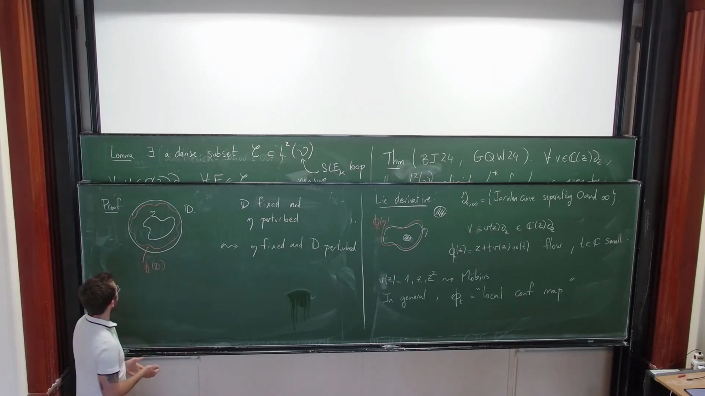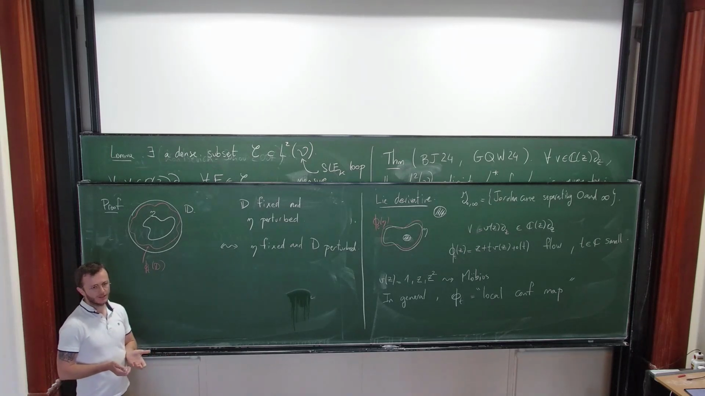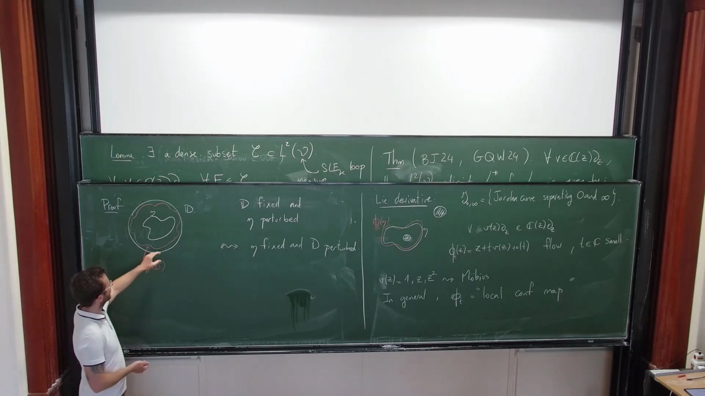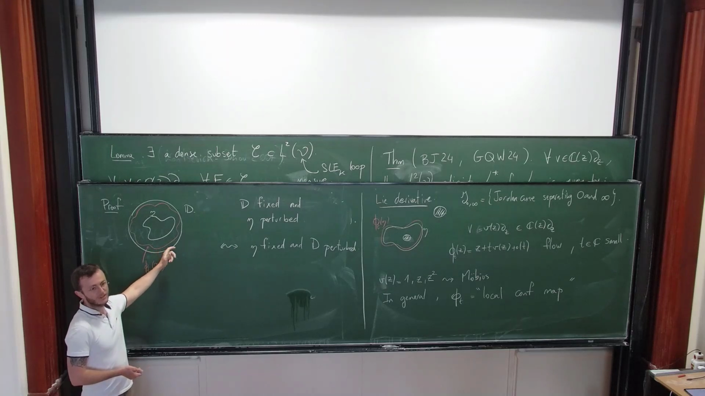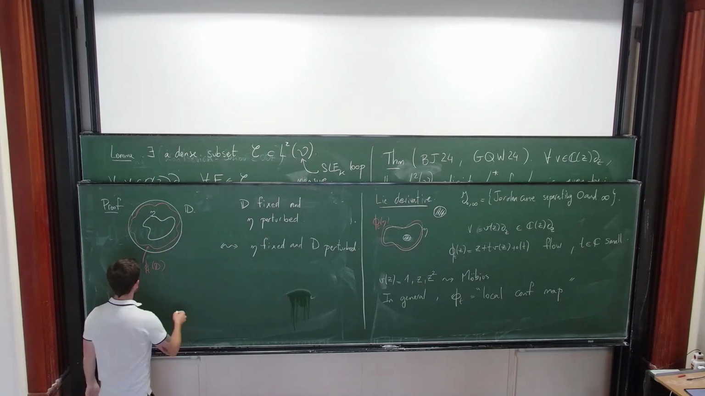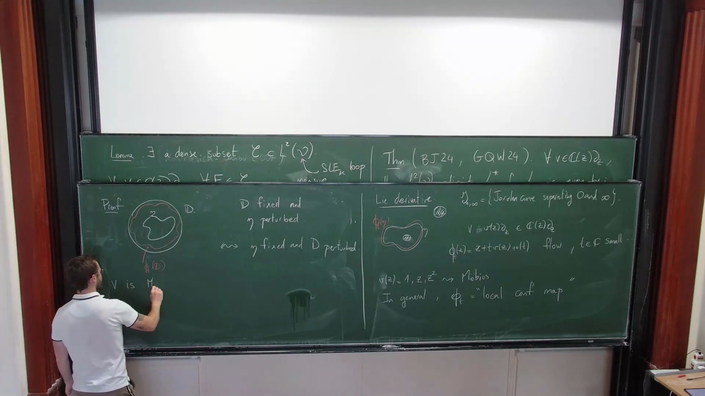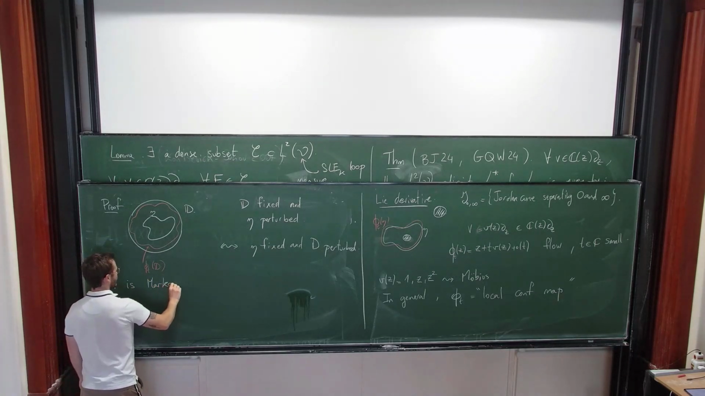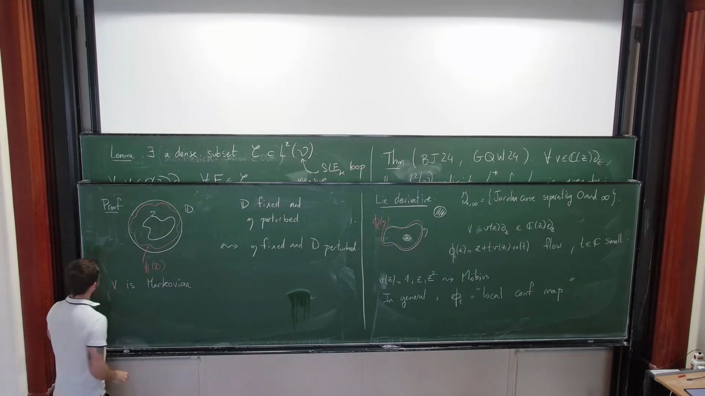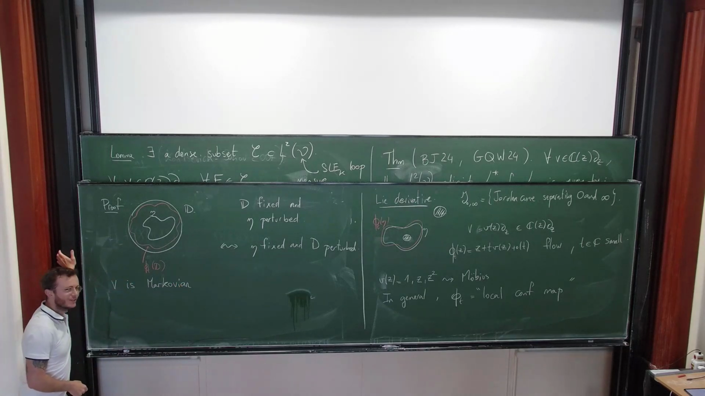Now the point is that we want to use the restriction property at this stage, and this restriction property will hold if the phi t is a strict subset or a subset of D. And so for this we will assume that V is Markovian. This is a notion introduced by Guillaume and co-authors. So what does it mean for V to be Markovian?